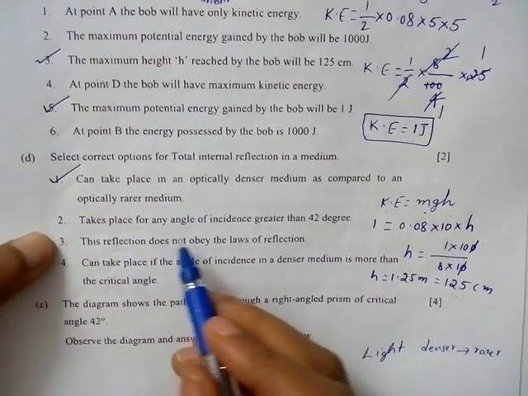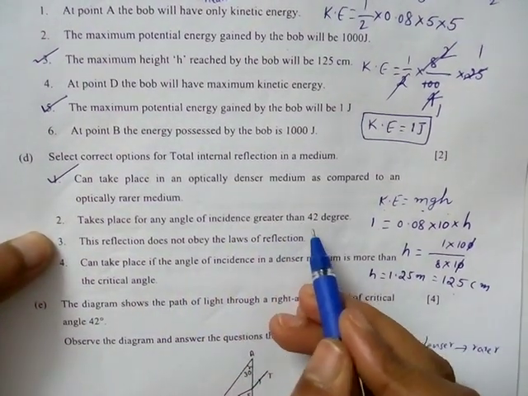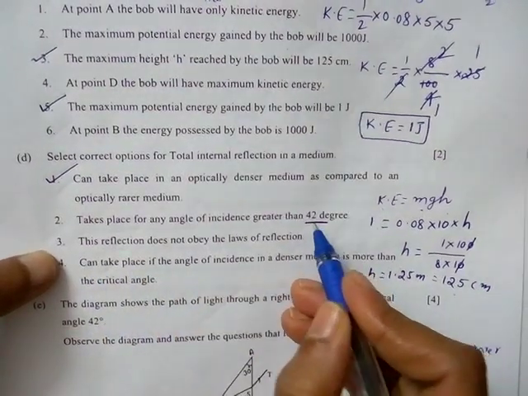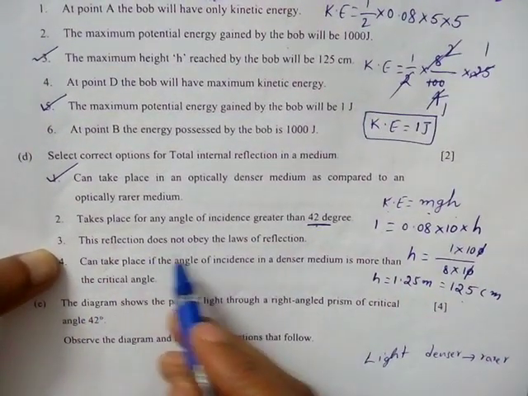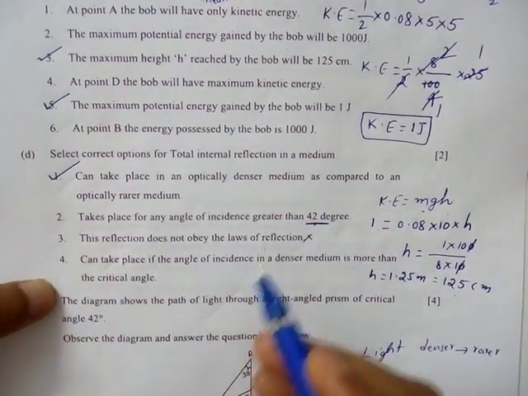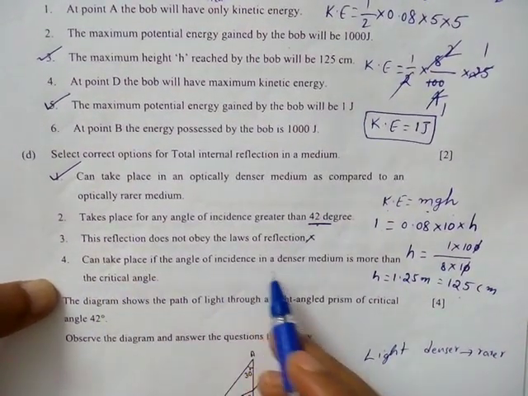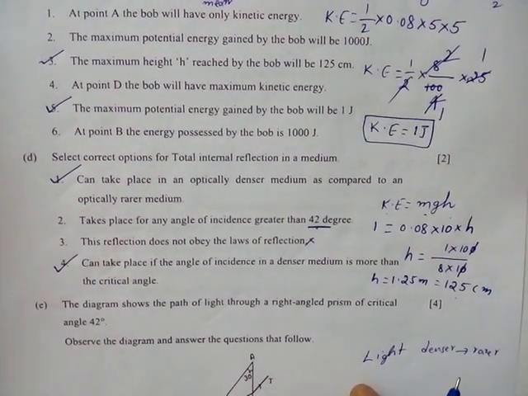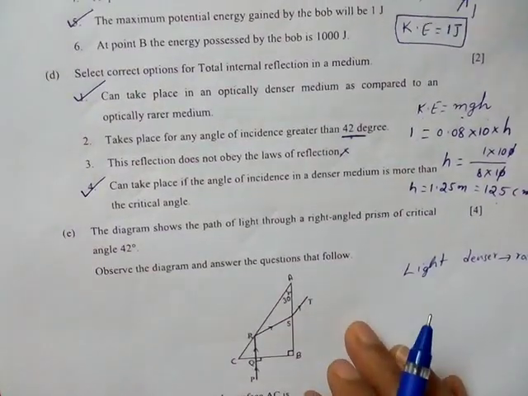Takes place for any angle of incidence greater than 42 degree. It depends upon the medium. This angle depends upon the medium. This reflection does not obey laws of reflection. This is also wrong. It obeys laws of reflection. Can take place if the angle of incidence in a denser medium is more than the critical angle. So option 4 is also correct.